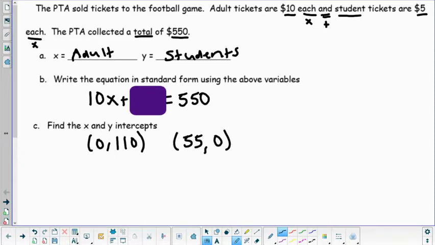All right, so this problem didn't ask for it, but you need to understand what these two things represent. These x and y intercepts in this problem measure the extremes. Since x stands for adult tickets, if I buy no adult tickets, I could buy 110 student tickets. And the other one is the opposite. If I buy no student tickets, I can buy 55 adult tickets. Now, obviously there are points in between. You can have a combination of adult and student tickets, but these just measure those two extremes.